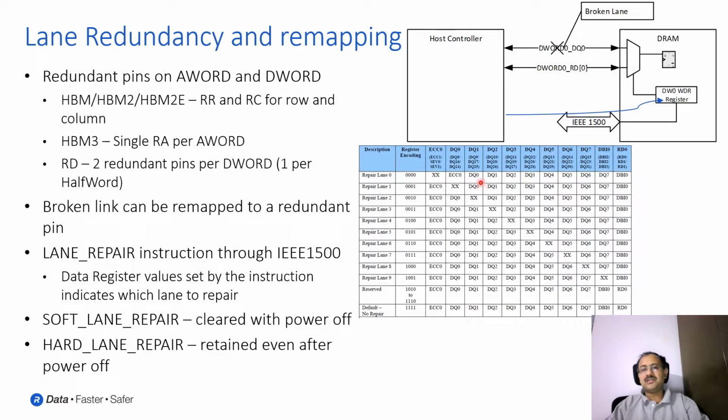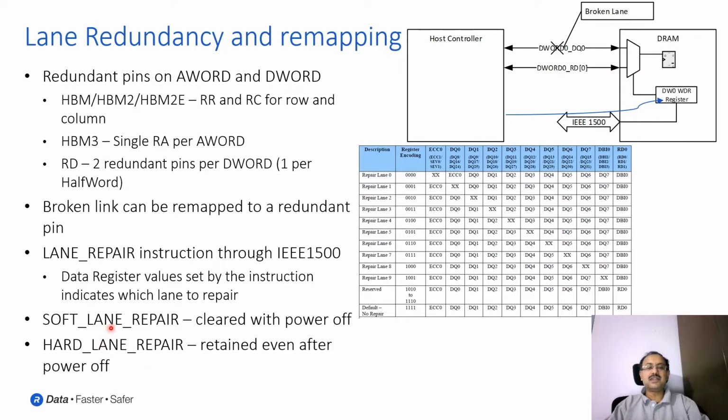So in this table, if we look at the case where DQ0 has to be repaired, we are seeing that in the case of HBM3, DQ0 is not used in this case. DQ0 appears on 1, 2 appears on 1, and the extra redundant pin would now act as the data bus inversion pin. So this is how the lane repair would happen in case DQ0 is broken.